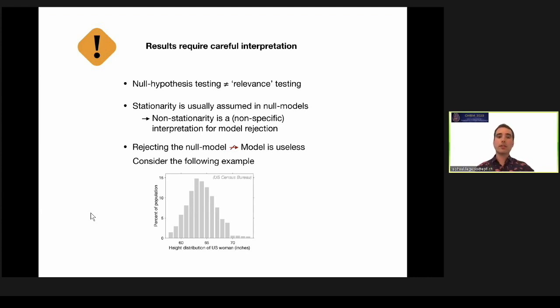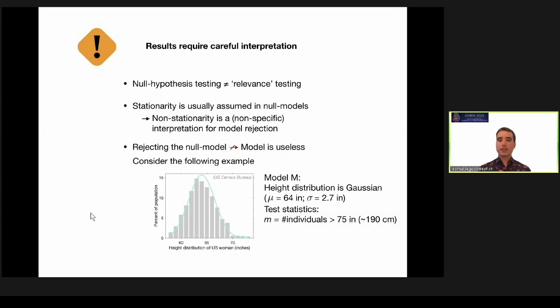So this is example one that I just presented. What we do is we identify this univariate Gaussian from the data. We have this curve with a mean of 64 and a standard deviation of 2.7 inches. Let's now use a metric, M, that counts the number of individuals that are very tall, larger than 75 inches or 190 centimeters.